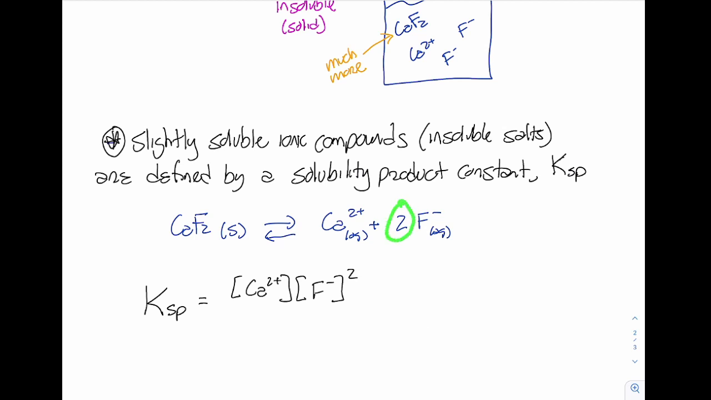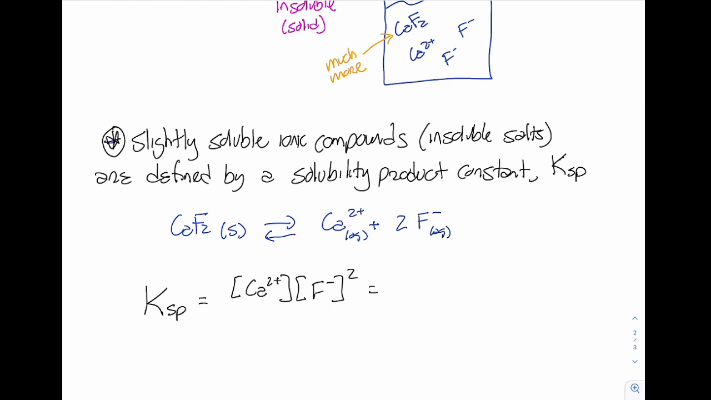I do have 2 fluoride ions, so I'm going to have my concentration of fluoride raised to the 2nd power. Don't forget, it's been since chapter 13 since we've done that. Normally it would be over the concentration of our reactants, but because that reactant is a pure solid, it doesn't go there, right? We exclude them. And you don't even have to write this. You could just leave it off, and that would be our expression.